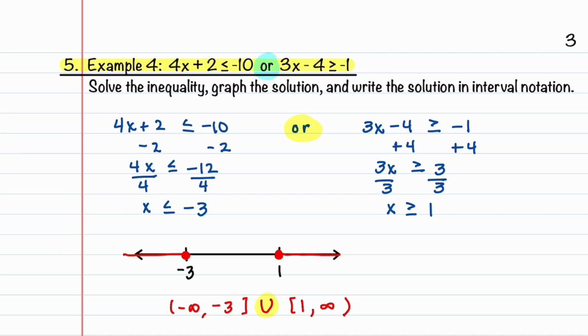I hope that you now feel more comfortable solving compound inequalities. They're really not as hard as they seem at first.